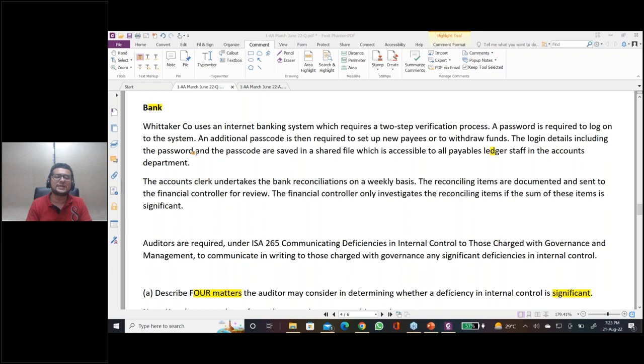W company uses an internet banking system which requires a two-step verification process. That's cool. A password is required to log on to the system. An additional passcode is then required to set up the new payee or to withdraw funds. The login details, including the password and then the passcode, everything is saved in a shared file which is accessible to everyone from the accounts department.